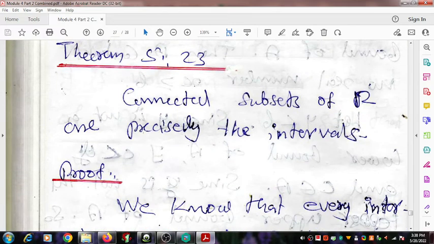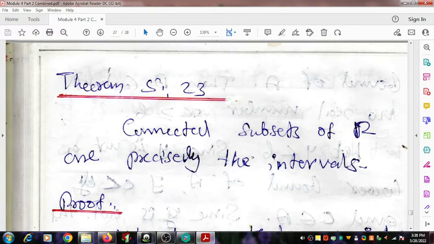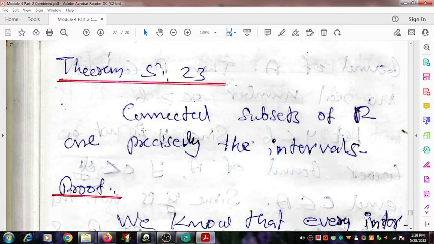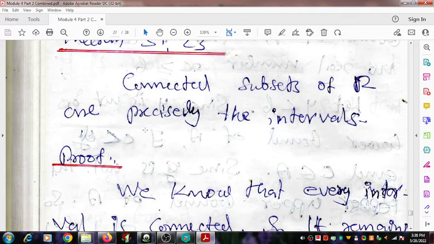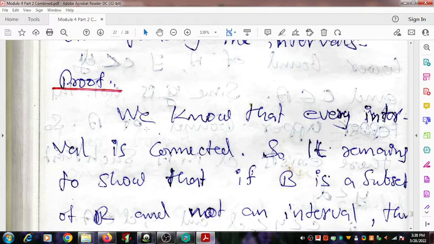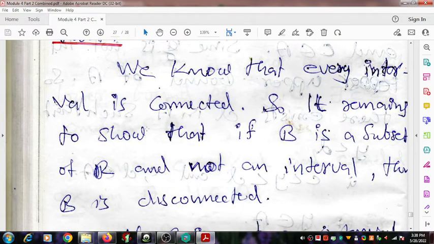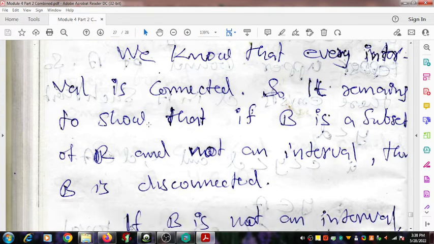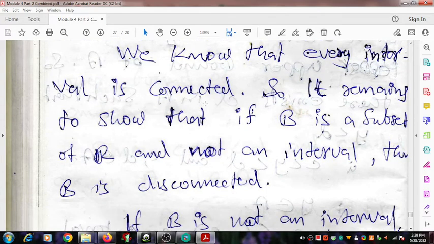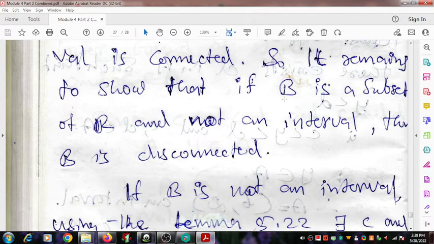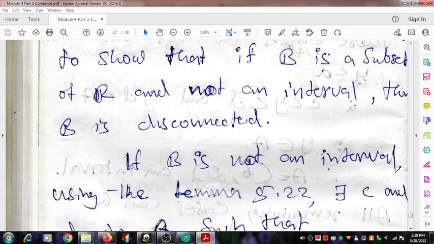Okay, next we come to the original theorem, which states that connected subsets of R are precisely the intervals. We know that every interval is connected. So it remains to show that if B is a subset of R and it is not an interval, then it is disconnected.